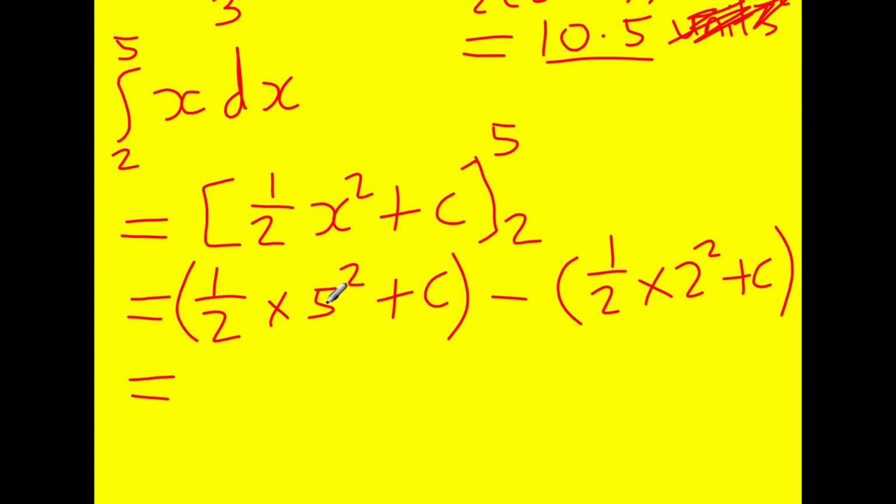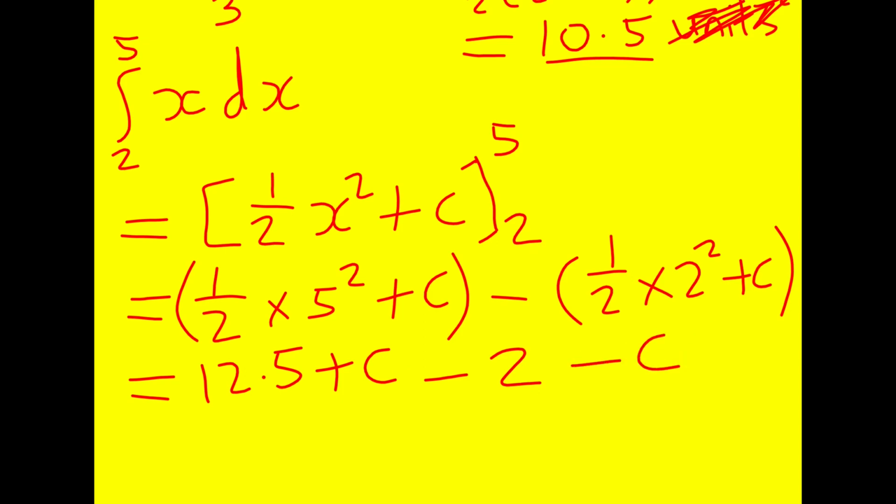Okay, I can get rid of these brackets. I'm going to get 25 divided by 2, 12.5 plus c. And then I needed a bracket around here because I'm going to minus my 4 squared half of that, 2. And then I'm also going to minus my c.